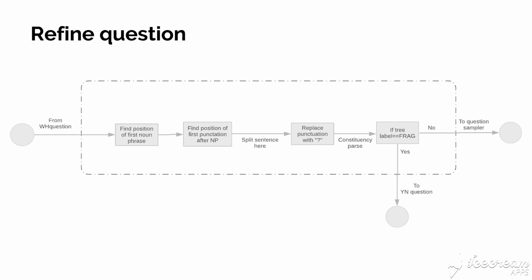The refine question module does two tasks. First, it tries to reduce the length of the sentence to make a question more meaningful and coherent. Second, it checks for grammatical correctness. And then after all these are done, we are ready to generate our yes or no question.